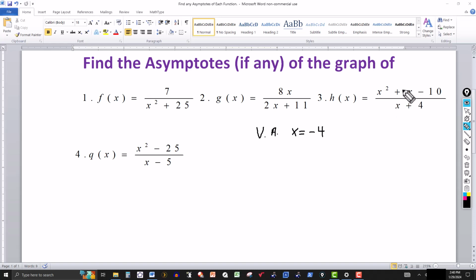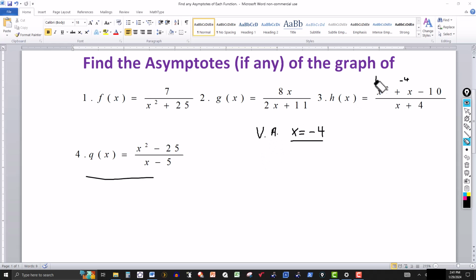Now, if that makes the numerator 0, then you have the same situation as before. It will be a deleted point. But negative 4 squared here is 16. Put a negative 4 here, you get 12. And minus 10, that's not going to give me 0. So this one satisfies the condition. The function is undefined at x equal to negative 4, so x equal to negative 4 is a vertical asymptote.